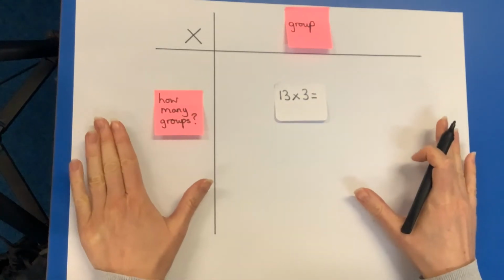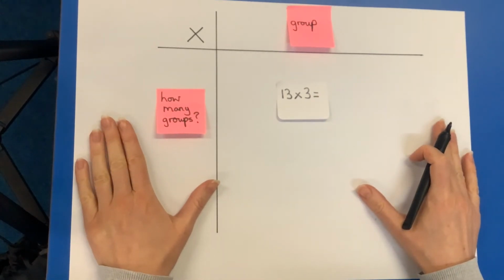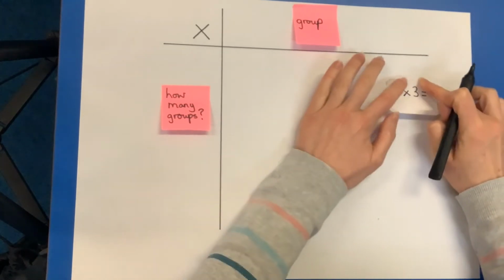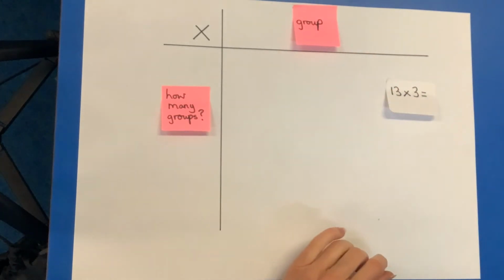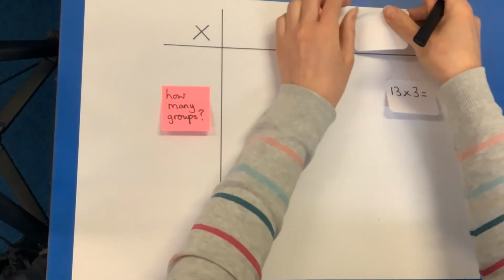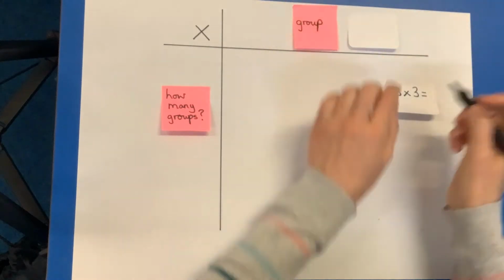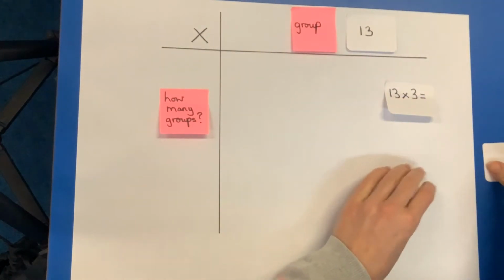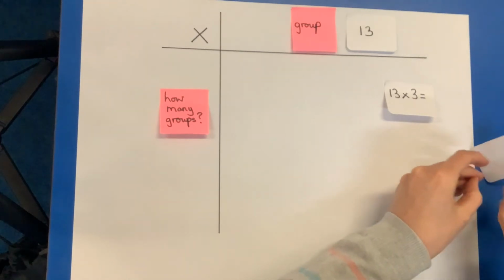We're going to do this very practically again today with a little bit of recording at the end. So if I have 13 times 3, at the top, now sadly I've run out of my exciting pink post-its, I've only got some boring white ones now. So my group is going to be the first number, which is the 13. And the number of groups, very, very simple, is going to be the 3.